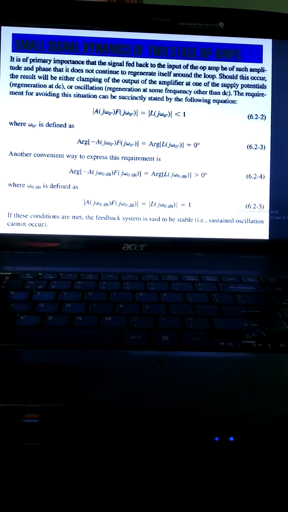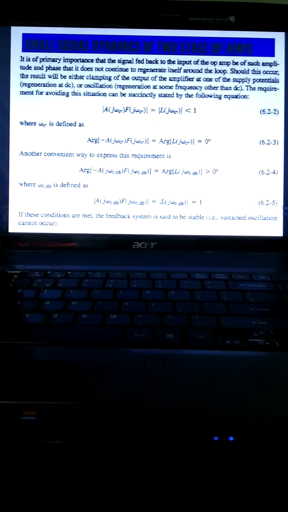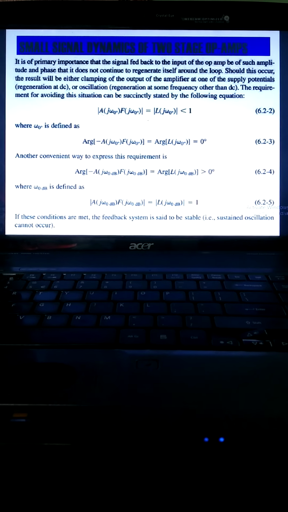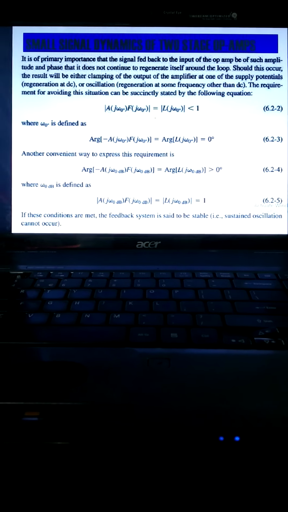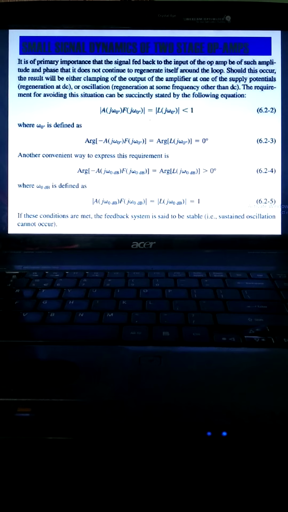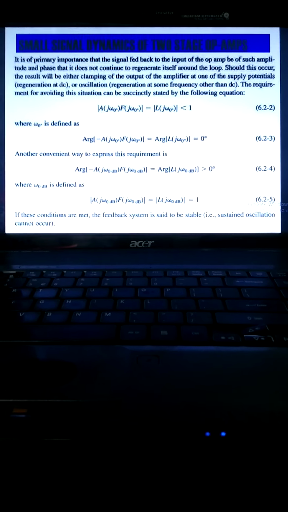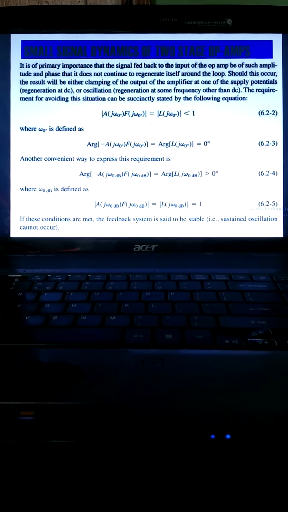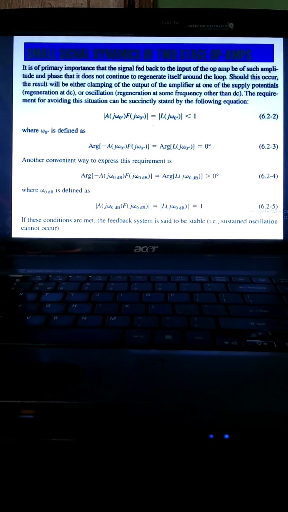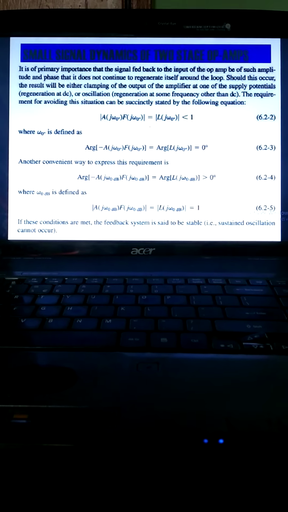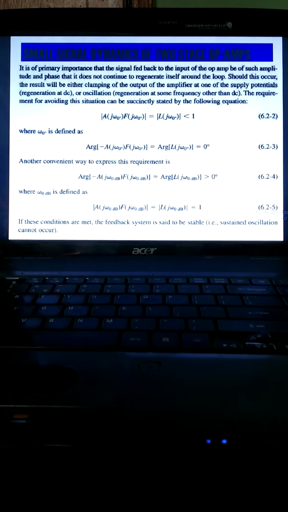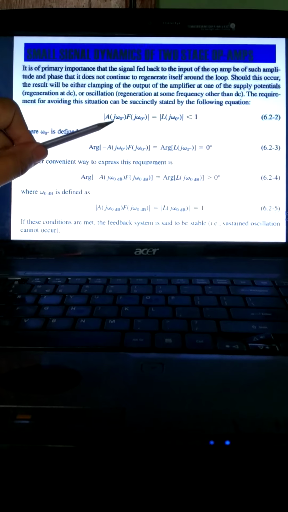So, in that frequency domain analysis, what we design here, we have to do the small signal analysis by using the Bode plot, and by using the Bode plot, we measure the phase margin of the two-stage op-amp. Now here we consider one omega 0.